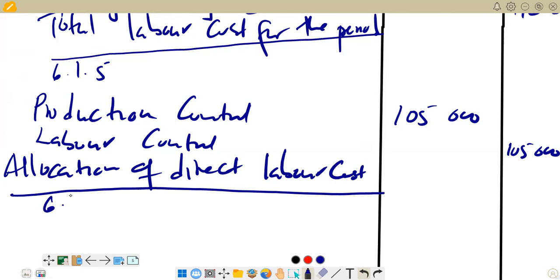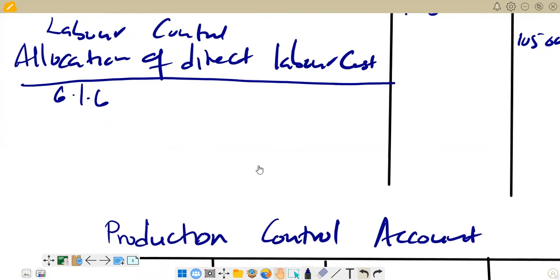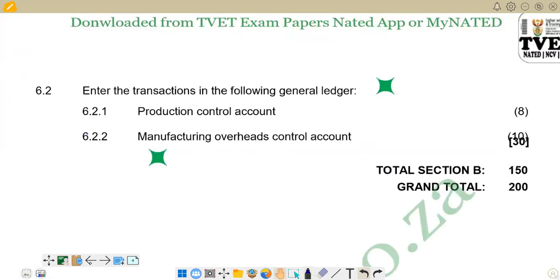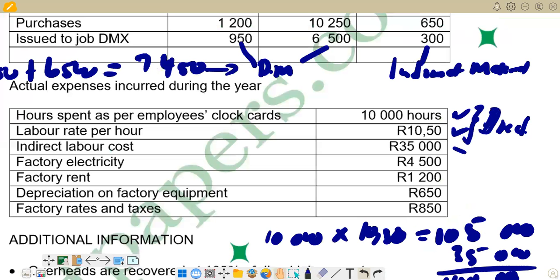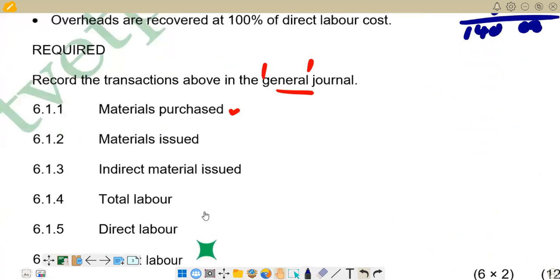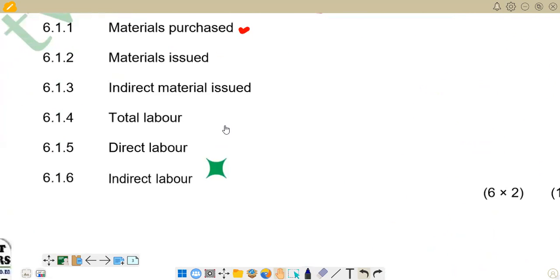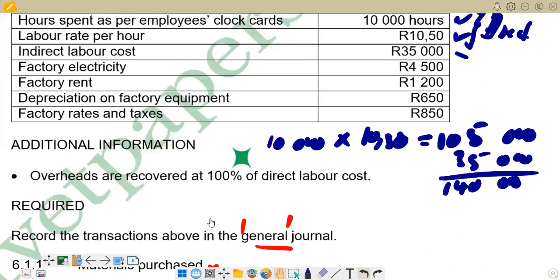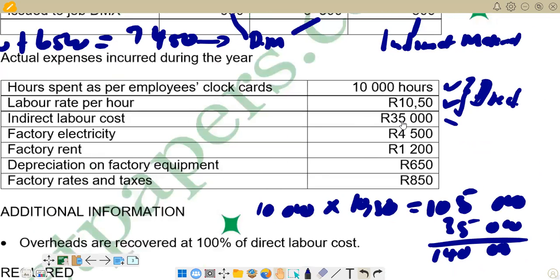We go to the next one, 6.1.6. We can go and check what we have in terms of 6.1.6. We come here. This is the last one, indirect labor. Indirect labor is the one that we said here. We are given it as 35,000. Indirect labor cost is 35,000. So we are just going to debit manufacturing overheads, and we credit labor control.